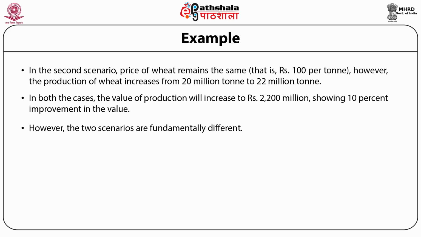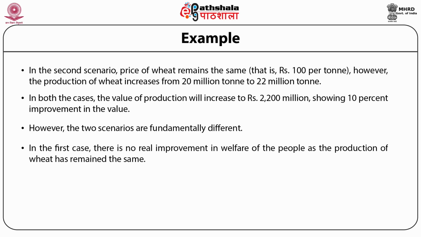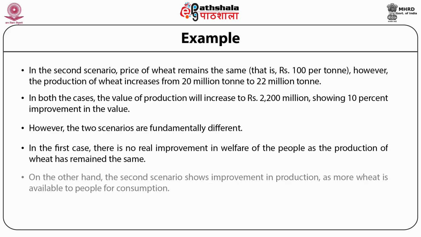However, the two scenarios are fundamentally different. In the first case, there is no real improvement in welfare of the people, as production of wheat has remained the same. On the other hand, the second scenario shows improvement in production, as more wheat is available to people for consumption. Remember, the economic welfare of people depends on level of production and not the prices.